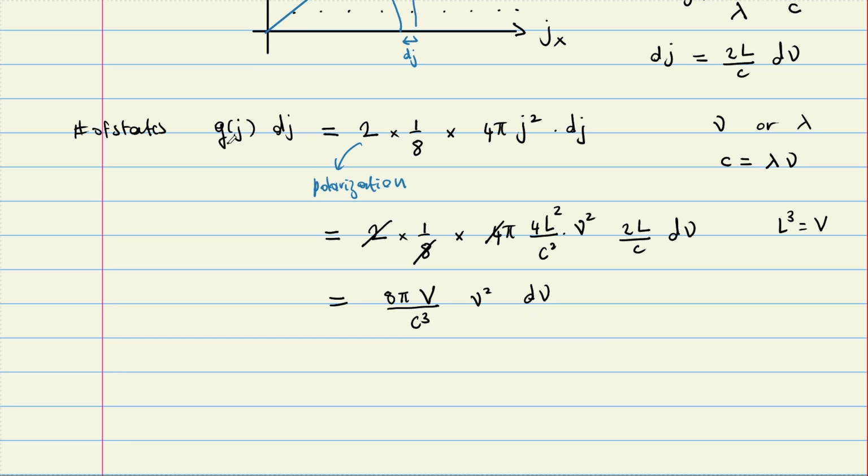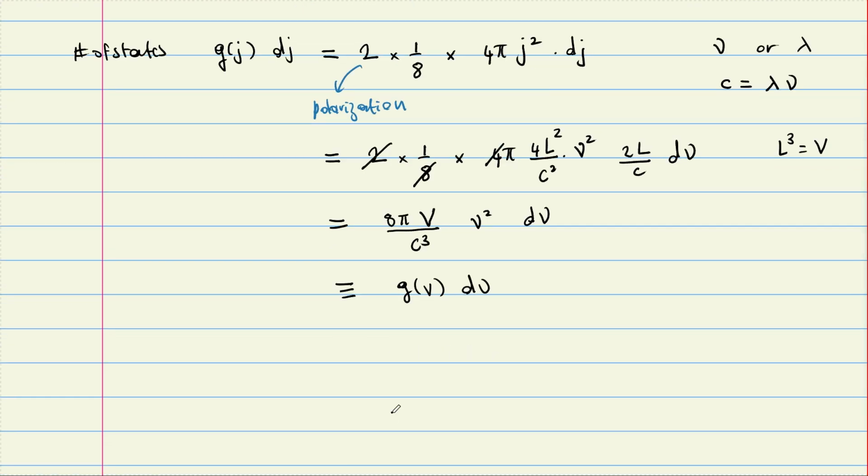If this left-hand side is the number of states between j and dj, I'm going to define this to be the number of states between nu and d nu. But also, your book defines this capital G of nu, which is the number of states per unit volume, and it is going to be exactly the same thing without V. Let me just copy that and erase this. So this is 8 pi. So number of states per unit volume. I just divided by volume to get that.